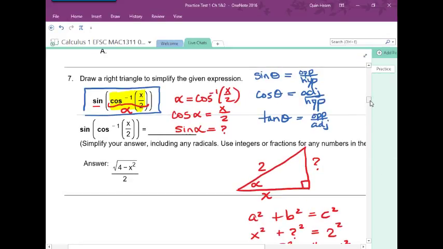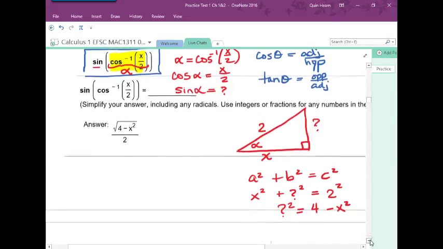So that unknown side then is going to be, if we're working in a right triangle, this side can be only positive. So we're only looking at our unknown side being the positive square root of 4 minus x squared.